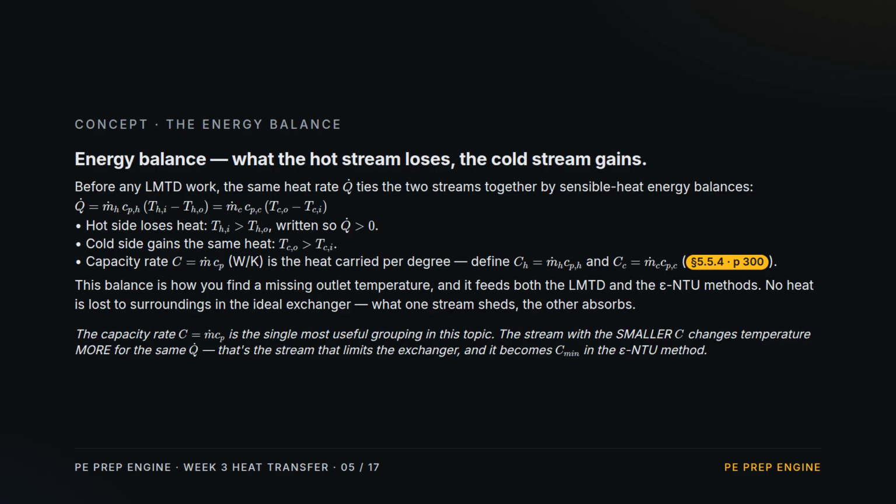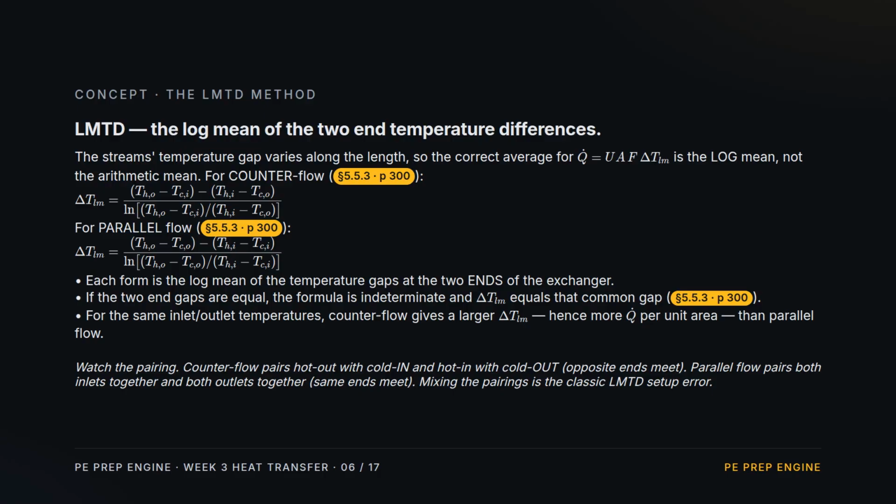The stream with the smaller capacity rate changes temperature more. It limits the exchanger and becomes Cmin. The LMTD method. Because the gap between the streams varies along the length, the correct average is the log mean, not the arithmetic mean. For counterflow, delta T LM is the difference of the two end gaps over the natural log of their ratio, pairing hot out with cold in and hot in with cold out.